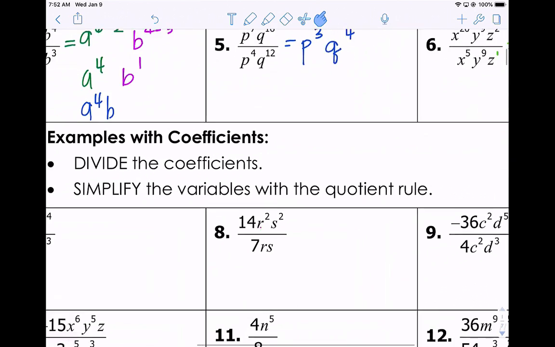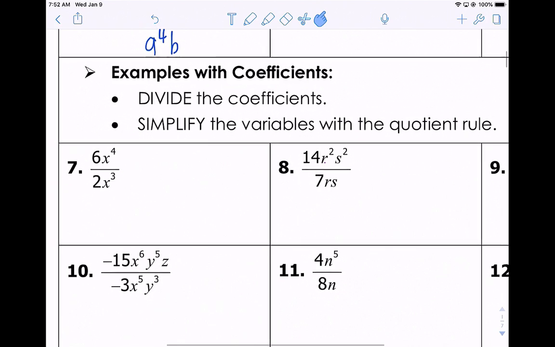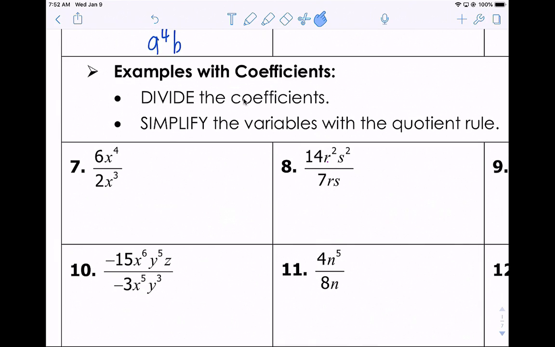Okay, so let's look at some examples then with coefficients. So just like all the other rules, you actually do what the problem says with the coefficients. If I didn't even have this x to the 4th and x cubed, so imagine that's not there, I just have 6 divided by 2, and no one would question that, but because now we have variables, we start not knowing really what to do. So you divide the coefficients and simplify the variables with the quotient rule. So exactly like we've been doing.